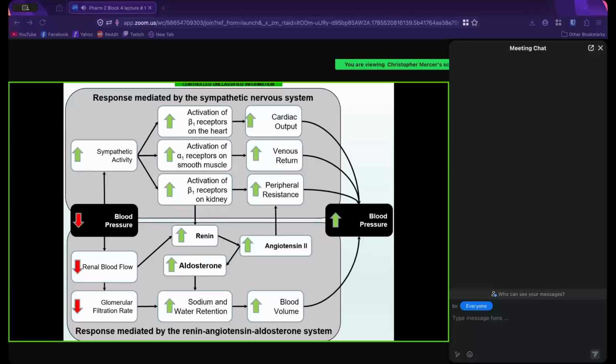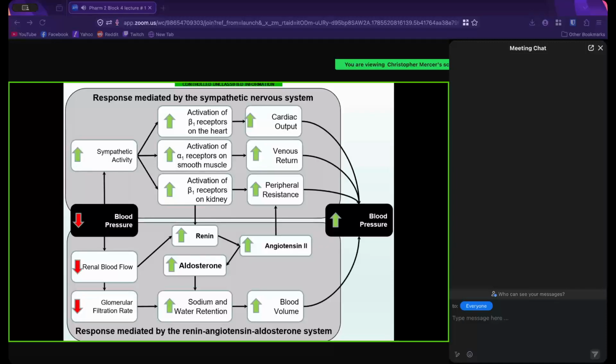And if you just start over there where it shows the blood pressure is going down, and I'm not going to read through the entire chart, but on the far left, when the blood pressure goes down, in the middle of the diagram there, you see renal blood flow decreases, and that's going to increase renin. The GFR through the kidney is going down with a decreased blood pressure. That's going to cause the kidney to allow sodium and water retention, and then we start following the arrows up, right?